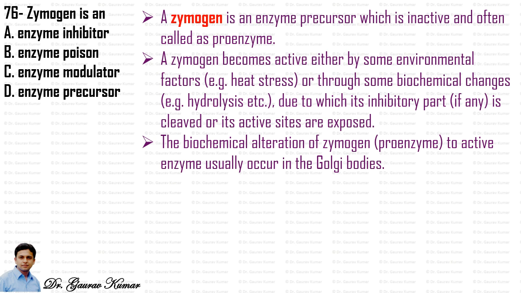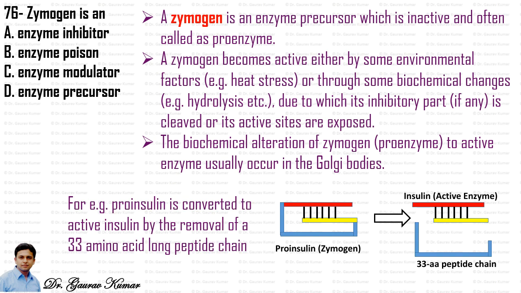So the biochemical alteration of zymogen, which is actually a proenzyme, to active enzyme usually occurs in the Golgi bodies. So you can see, for example, how proinsulin, which is a proenzyme or a zymogen we can call it, is converted to active insulin by the removal of a 33 amino acid long peptide chain. So the answer to this question will be that zymogen is an enzyme precursor.